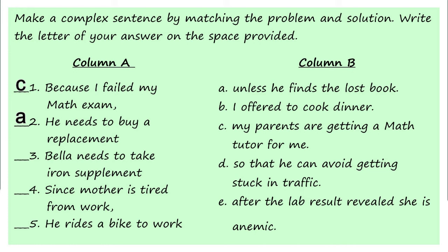Let's proceed to number 3. It's E. Bella needs to take iron supplement after the lab result revealed she is anemic. Now, let's go to number 4. It's B. Since mother is tired from work, I offered to cook dinner. Now, let's move on to the last number. D is the answer. He rides a bike to work so that he can avoid getting stuck in traffic.